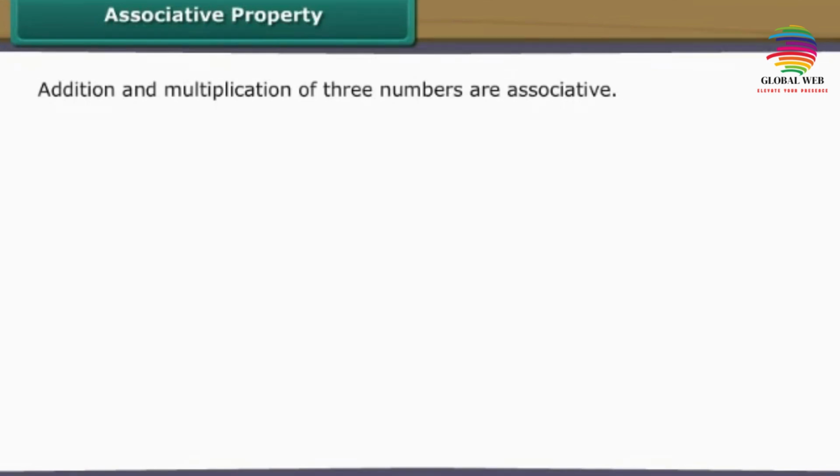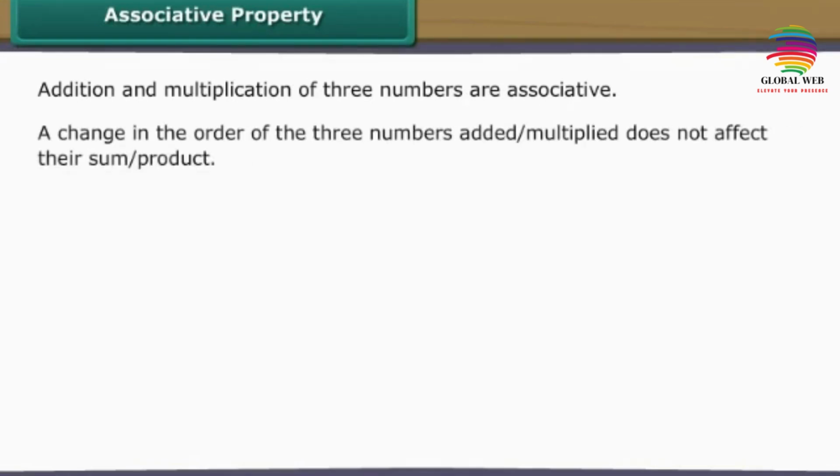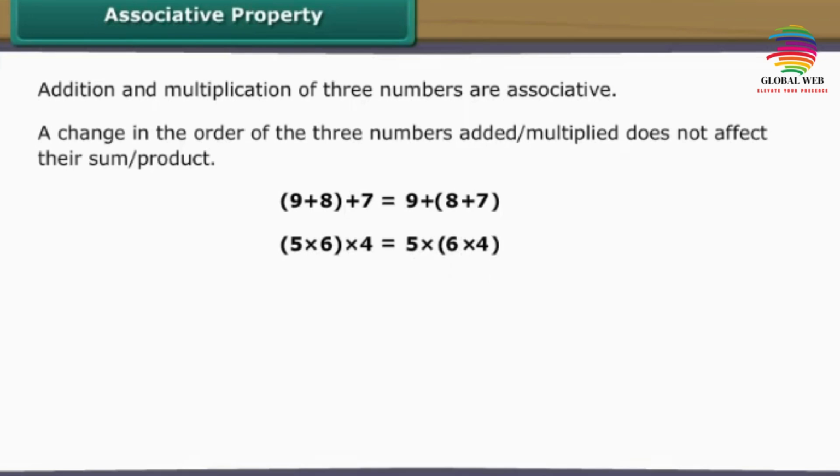Associative property. Addition and multiplication of three numbers are associative. In other words, a change in the grouping of the three numbers added or multiplied does not affect their sum or product. 9 plus 8 in brackets plus 7 is the same as 9 plus 8 plus 7 in brackets. 5 into 6 in brackets into 4 is the same as 5 into 6 into 4 in brackets. Associative property holds true for all numbers.